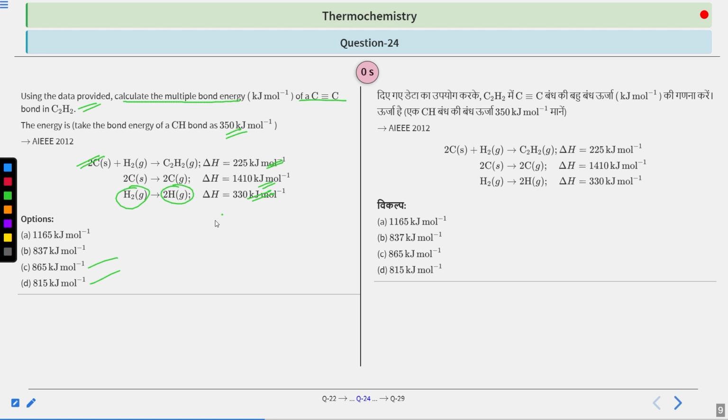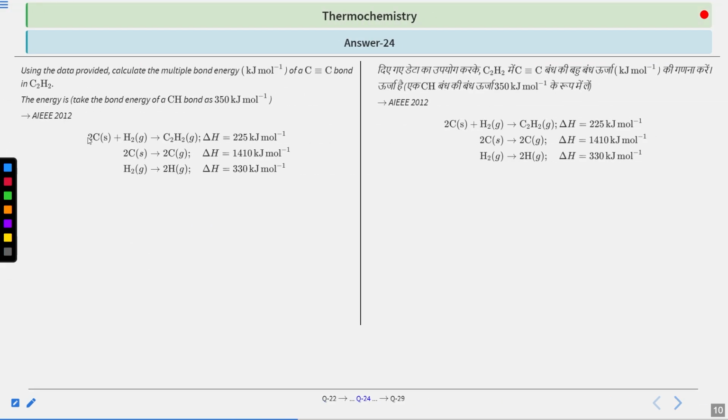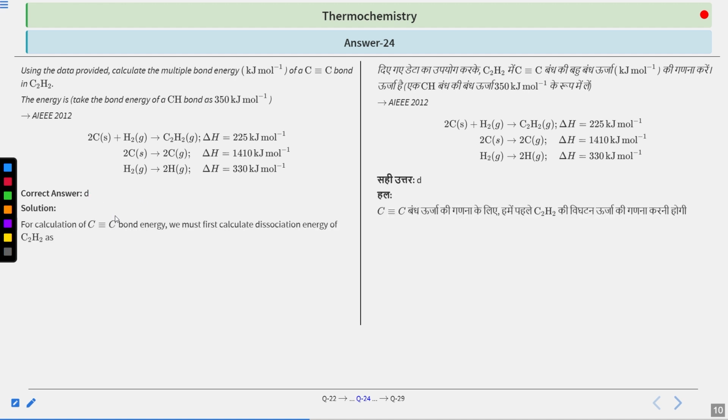Your time is up. Let us move to the solution part. This was your main equation. I said you have to use this equation, and the extra data is here and here. Then you can easily find C triple bond C. For those who have solved, the correct answer is D. So how will we do it? This is the equation that I told you to use. They have just reversed the equation. You can take the main equation also, and at last reverse the value, and you will get the answer.